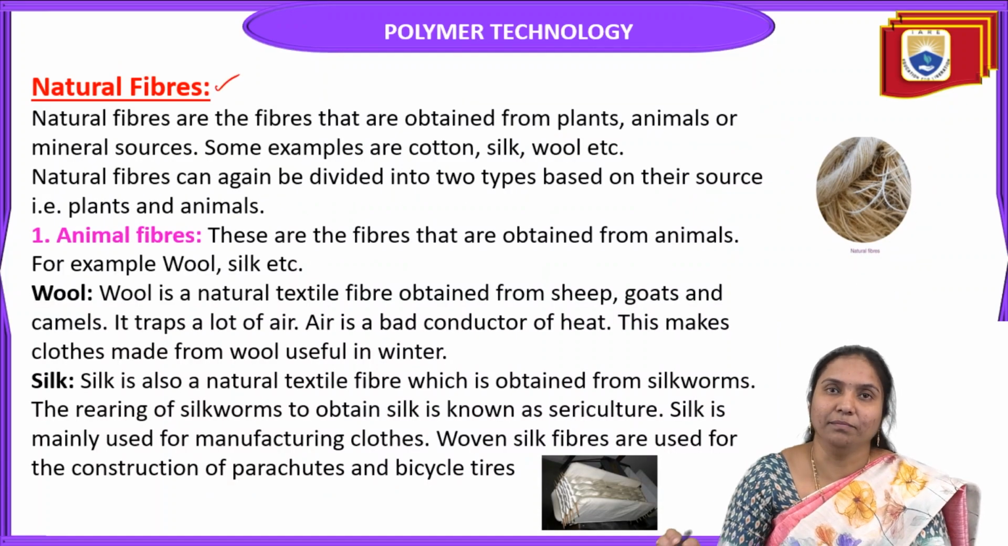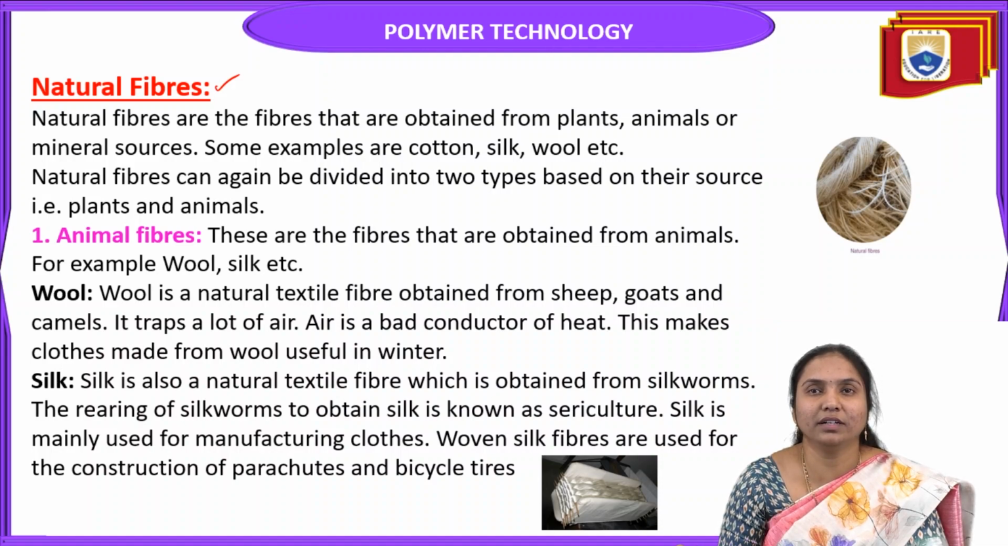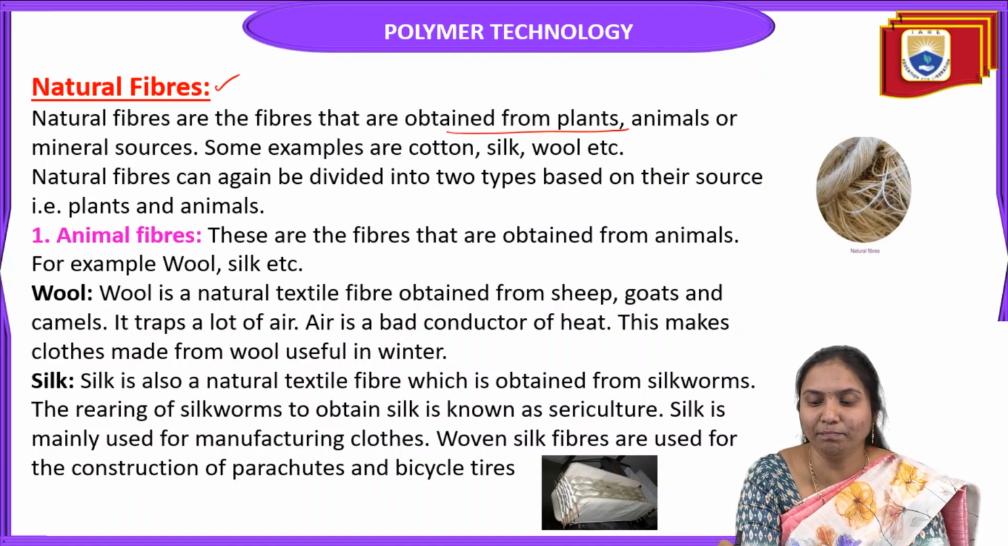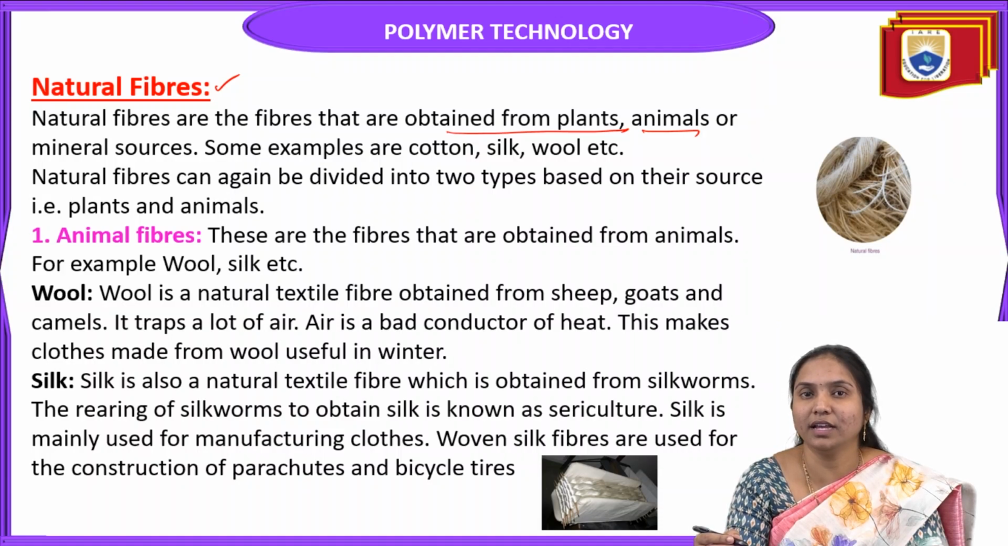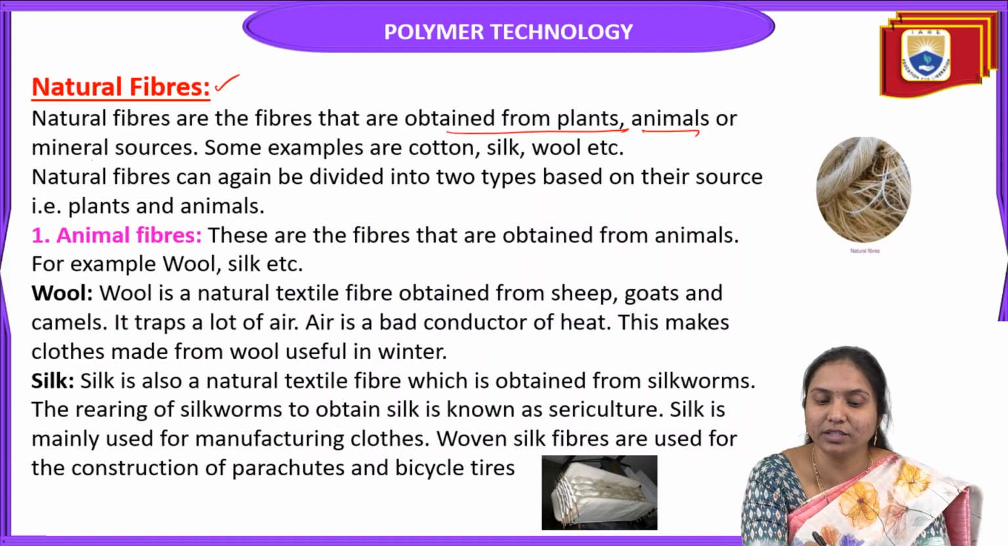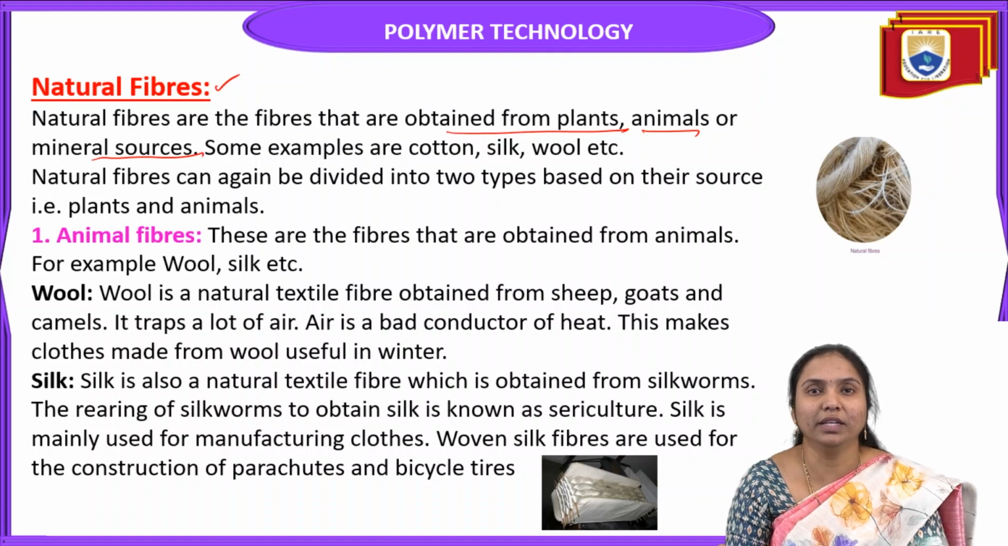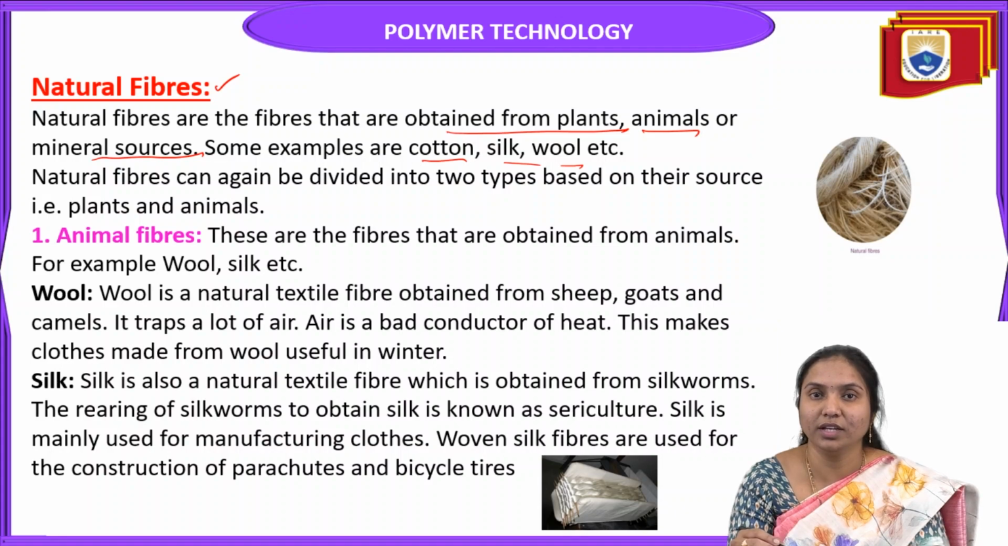Now let's discuss natural fibers. Natural fibers are obtained from nature, that means plants and animals, and also mineral sources. Some examples are cotton, silk, wool, etc. Based on their source, these natural fibers are classified into two types.